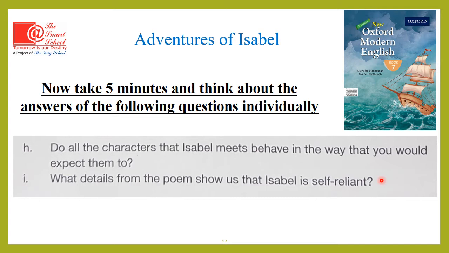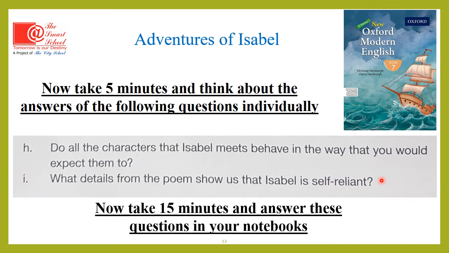What details from the poem show us that Isabel is self-reliant? Yes, Isabel never panics, she never gives up or screams or shouts. She simply deals with the matter the way it is supposed to be dealt with and quietly resolves it. Now take 15 minutes and answer these questions in your notebooks. I will wait for your work to be done. Best of luck.